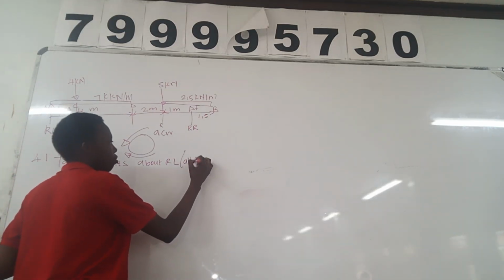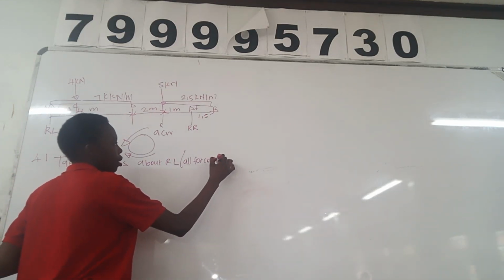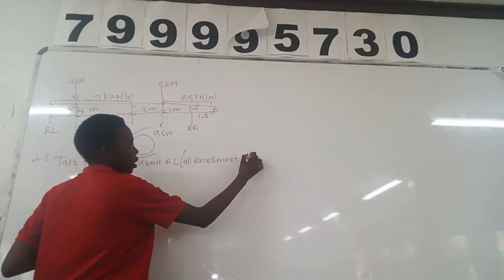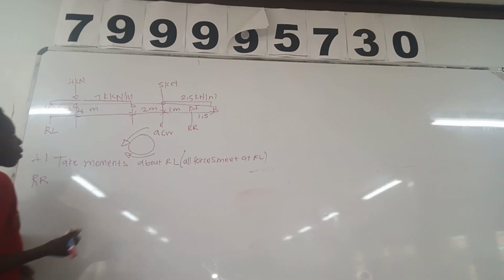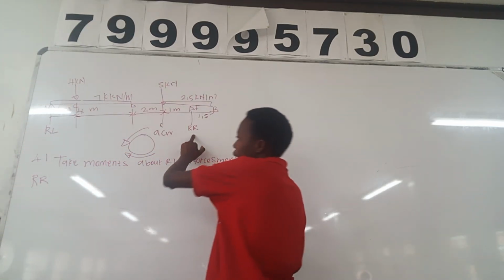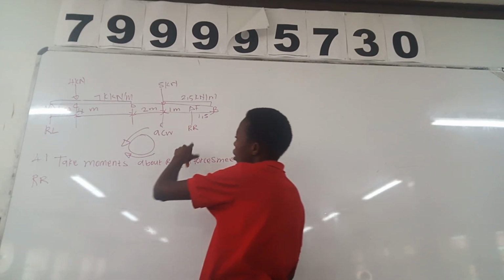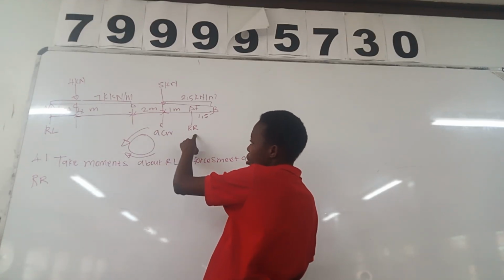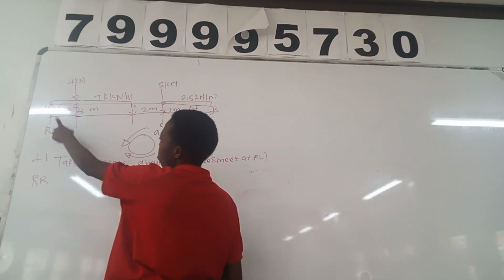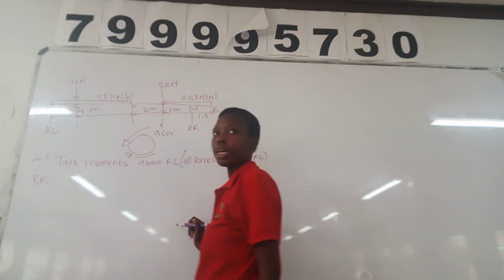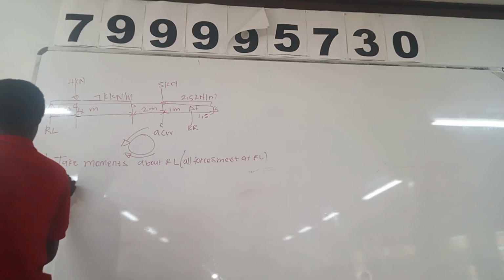All forces meet at RL. We are calculating RR. From RR to RL, what is the distance? Again, all the forces are meeting at RL. So from RR to RL, we have 1, 2, which is 3, plus 4, plus 1, giving 8. So it's RR times 8.